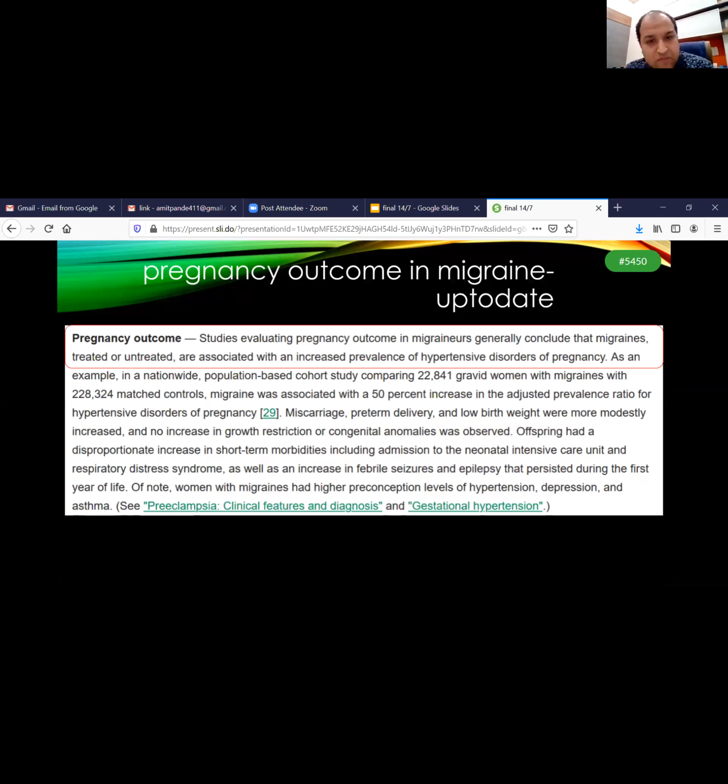Miscarriage, preterm delivery, and low birth weight were modestly increased, and there was no increase in growth restriction or congenital anomalies. Of note, women with migraines had higher preconception levels of hypertension, depression, and asthma. So what outcome it has on pregnancy is that the females become hypertensive or suffer from preeclampsia and eclampsia. So remember this. Okay, moving on. Next question.